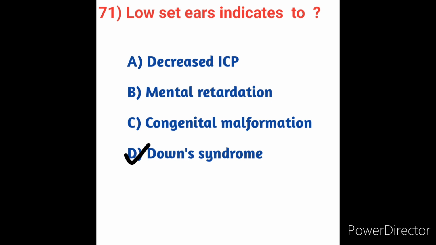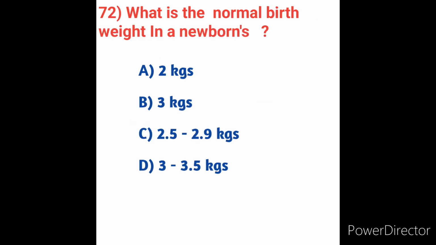Next we will move on to question number 72. What is the normal birth weight in a newborn? We will see the options. Option A, 2 kg. Option B, 3 kg. Option C, 2.5 to 2.9 kg. Option D, 3 to 3.5 kg.